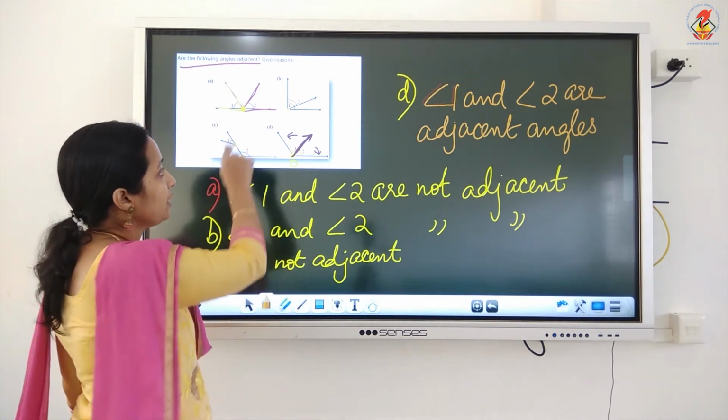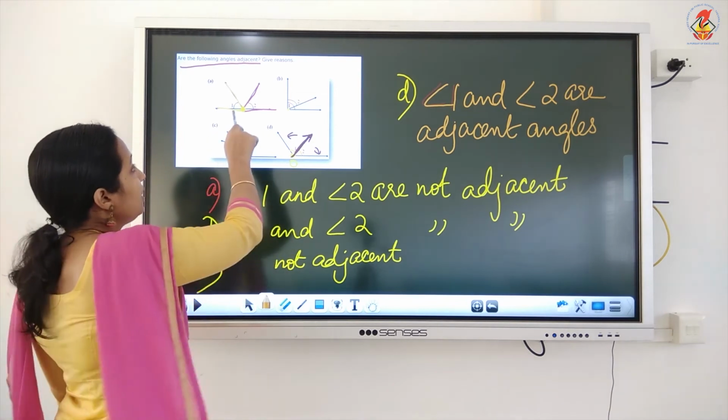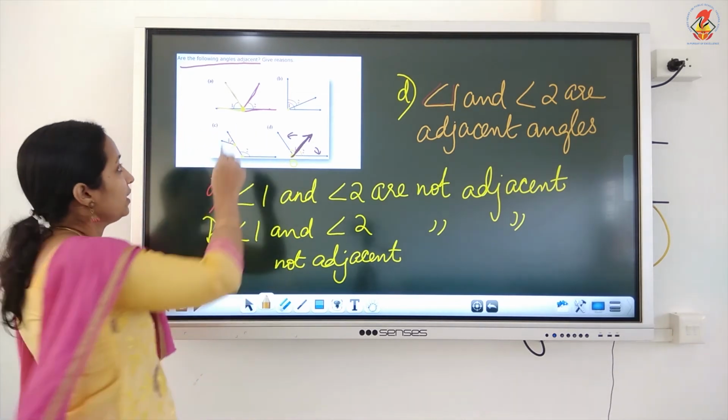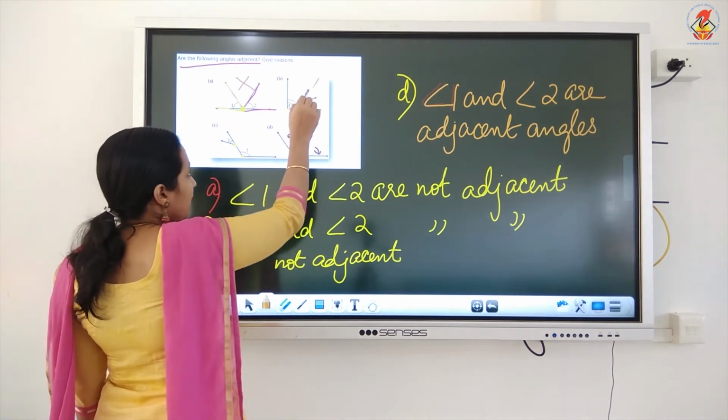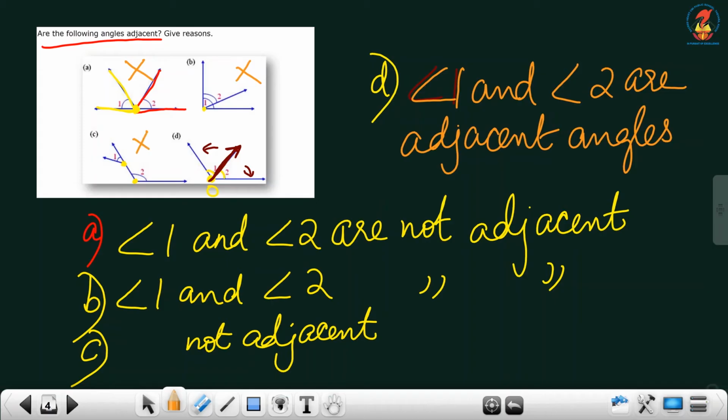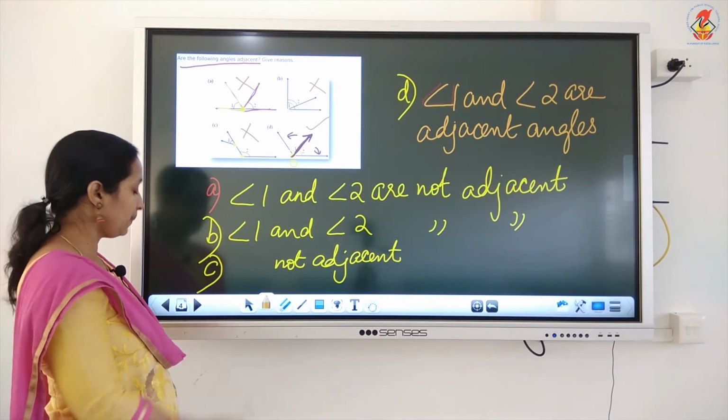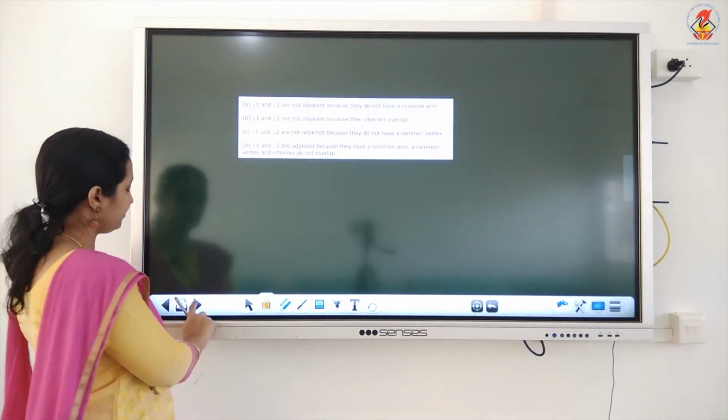I hope all these problems are clear. Here there is no common arm, that is why they are not adjacent. Here overlapping is coming, that is why they are not adjacent. Here there is no common vertex, that is why they are not adjacent. Here everything is satisfied, so they are adjacent angles. Now move to the next section.